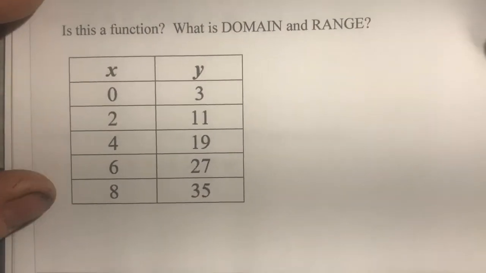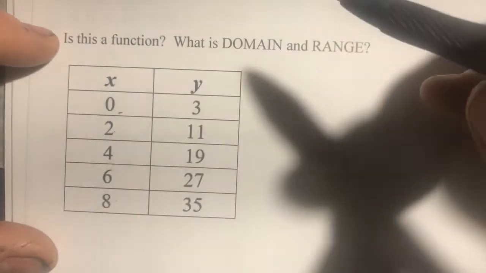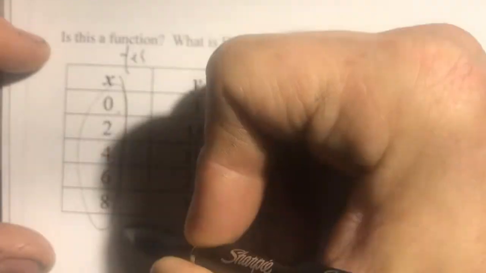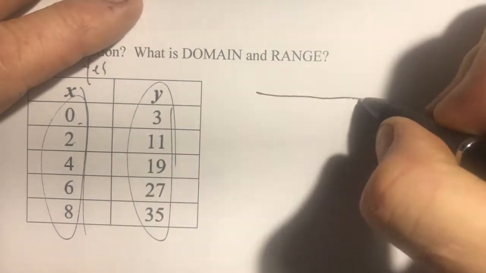But this one, is this one a function? 0, 2, 4, 6, 8. Yes, this is a function. Here's my domain. Here's my range. I don't have one that's not a function. Here, let me show you what's not a function.